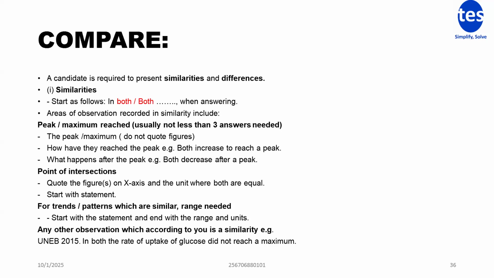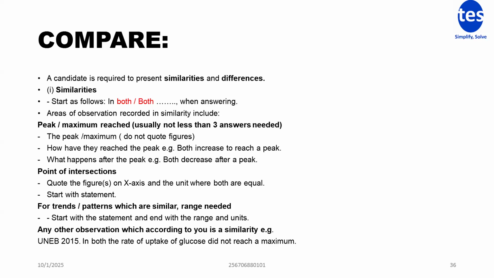Then how have they reached the peak? E.g., both increase to reach a peak. So how they have reached the peak is very important. Then what happens after the peak? E.g., both decrease after a peak. So usually that thing has 3 marks.